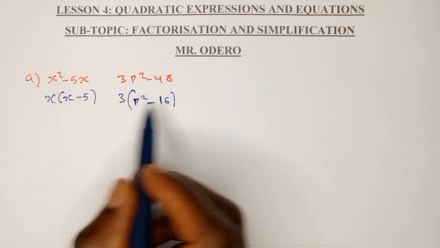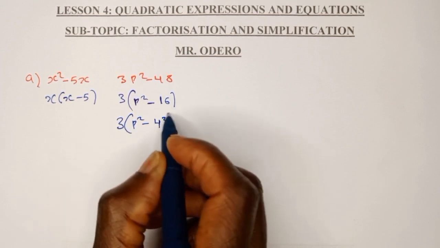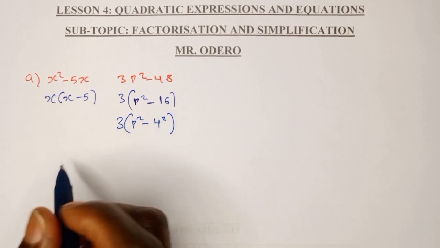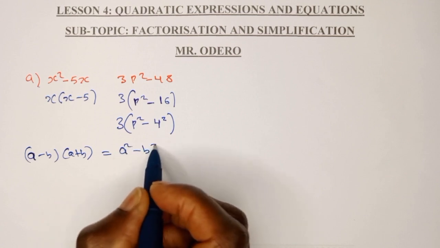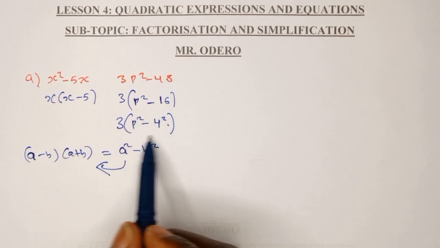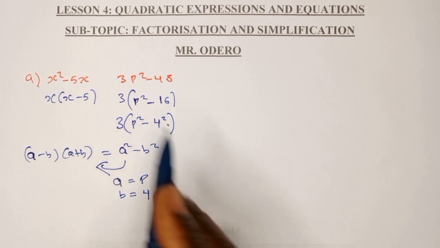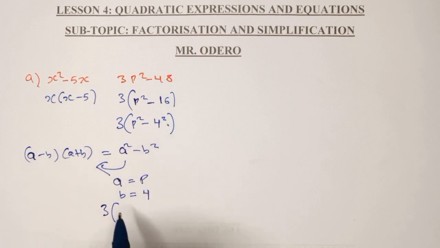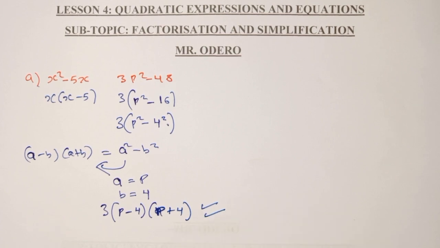But if you check this one here, it is a difference of 2 squares, because it can be written as p squared minus 4 squared. Now we saw the quadratic identity that if you have a minus b and a plus b, if you expand this one, you get a difference of 2 squares. So if you do the reverse, you get the factors of this difference of 2 squares. The same happens here: our a is p and our b is 4. So if you factorize now, you'll have 3 outside. Then a is p, minus 4, into another bracket, a is p again, plus 4, and then you have factorized.